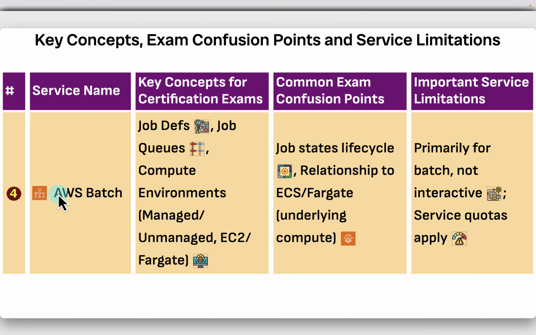Some important service limitations are cooldown periods, and scaling speed relative to instance boot time. Next, we have AWS Batch. Key concepts for the certification exams are job definitions, job queues, compute environments which are managed, unmanaged, EC2 based, or Fargate. Common exam confusion points are job states lifecycle management, its relationship to ECS, and Fargate, which can be the underlying compute. Important service limitations are that Batch is primarily non-interactive, and there are some service quotas which apply.